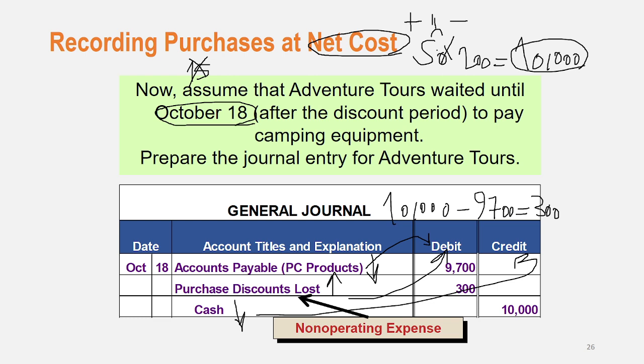And number 3 is to credit the cash to settle the accounts payable and account for the lost discount. Adventure Tours uses cash to pay these amounts, and by crediting the cash account we show a reduction in the company's cash balance by the total payment amount of $10,000.